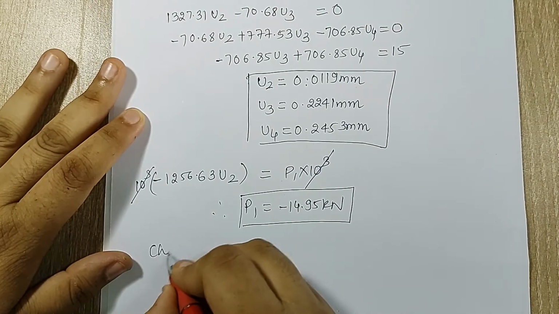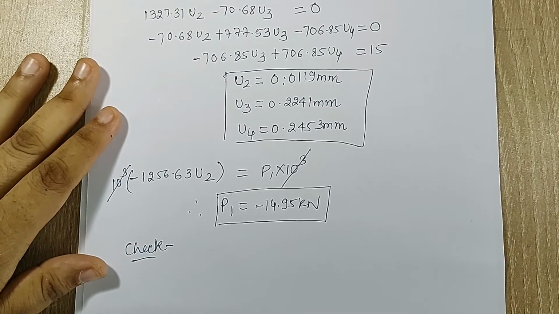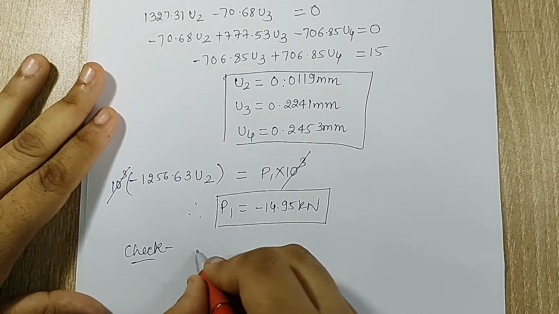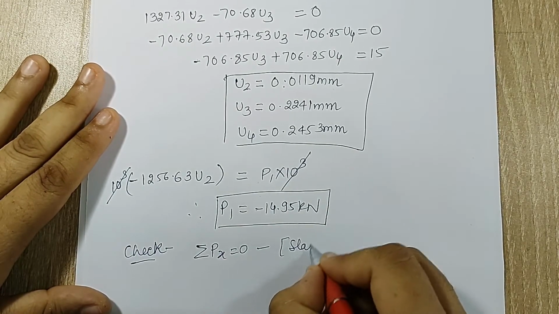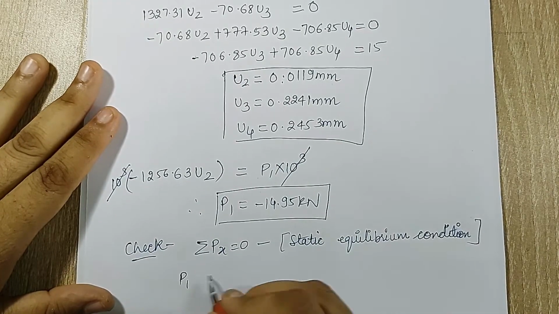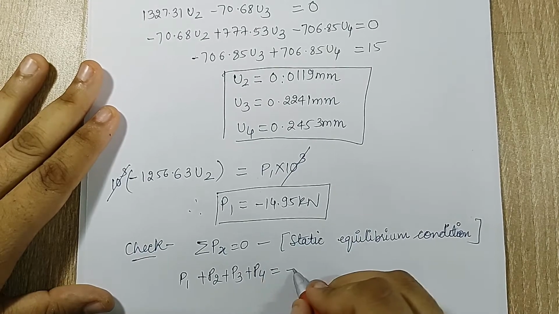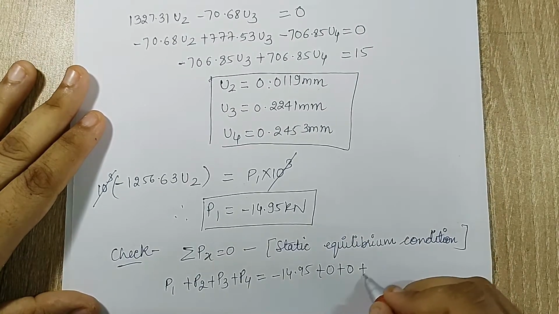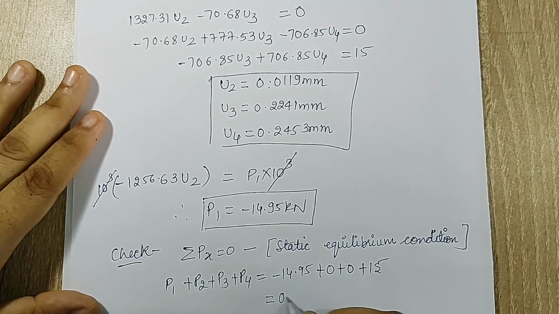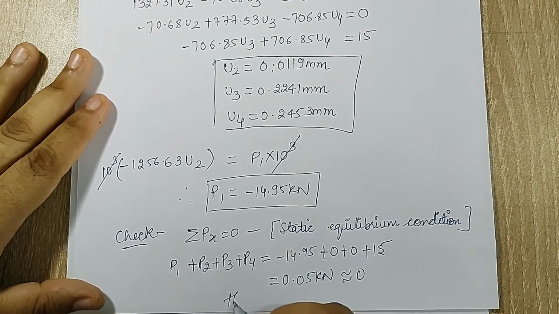Next, I am going to go for a check. As I have told you previously also, FEA is a self-check method. Always use the check methods to know if your answers are correct. So I'll start with summation of force in x direction is equal to 0. This is the static equilibrium condition. I have P1 plus P2 plus P3 plus P4, minus 14.95. P2 and P3 are 0. P4 is 15. When I add them, I get 0.05 kilonewton, which is approximately equal to 0. Hence, I have checked my value and it is correct.